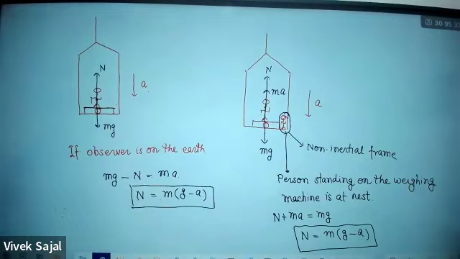Okay? It is another example, beta. Please note it down quickly.